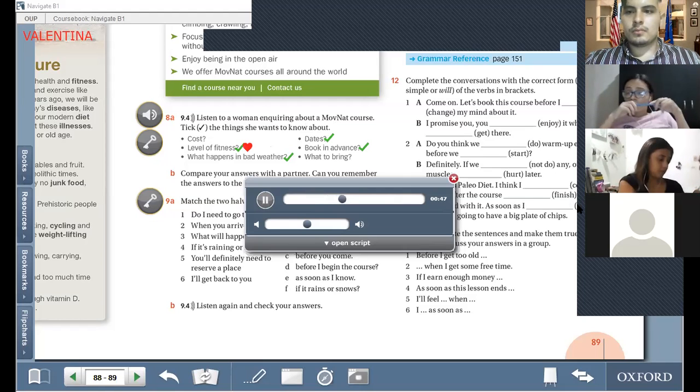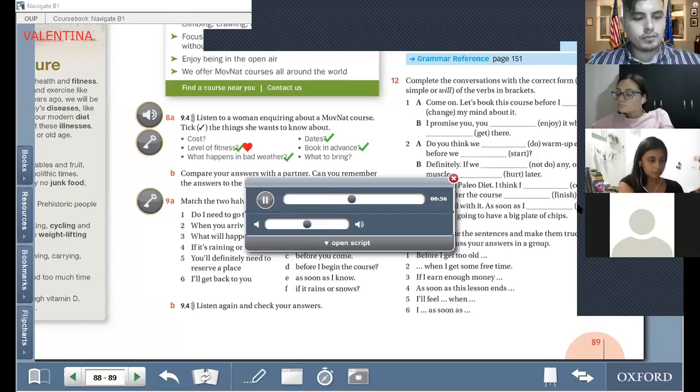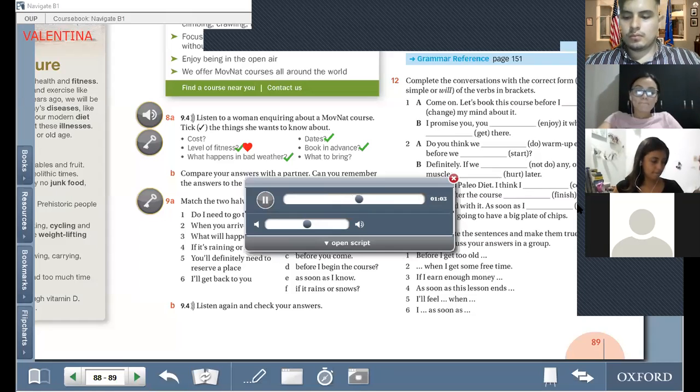intermediate. Right. Sounds good. I was also wondering about the weather. The course is outdoors, isn't it? It's in a park. What will happen if it rains or snows? Will you cancel it or will it be indoors? No. With MOVNAT, you need to practice your skills in all weather conditions. That's part of our philosophy. The course will take place outside, whatever the weather. If it's raining or snowing, the experience will be even more exciting.